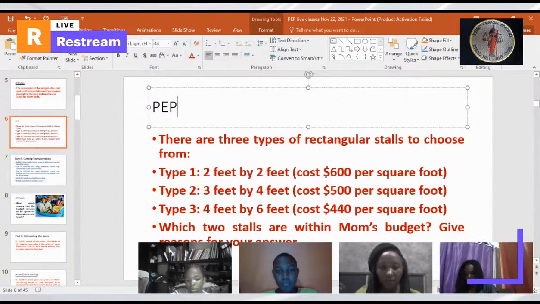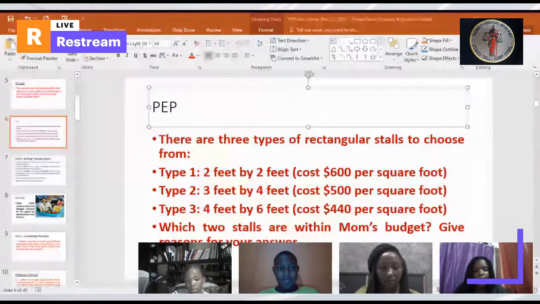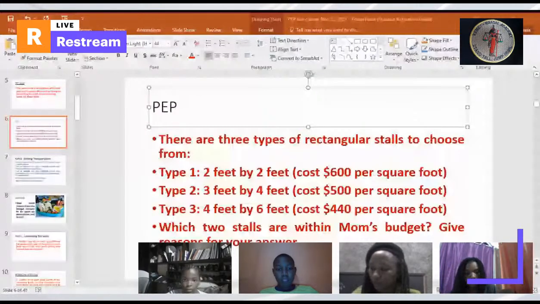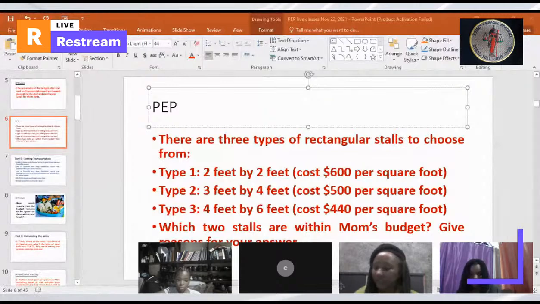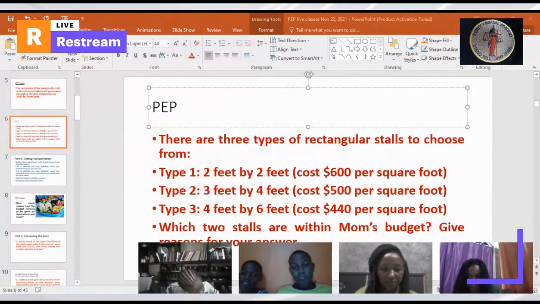Miss, I have an idea. Go ahead, Madison. To find the square feet, we just times. So for example, for type 1, we times 2 by 2 and we get 4. And then you times the 4 by the 600, which would give you the cost of that stall. Which is what? Miss, $2,400. All right. And for type 2 now, Miss, you do the same method, and I got $6,000. So it will be 3 feet times 4 feet times $500 per square foot. And you said that gives? $6,000. All right. And for type 3, Miss, I haven't finished working it out.